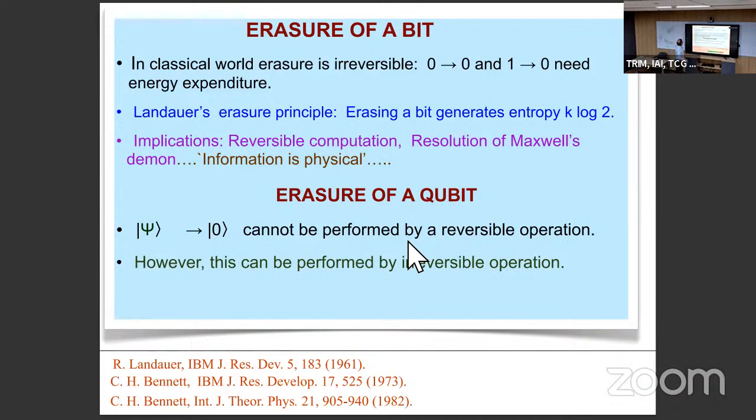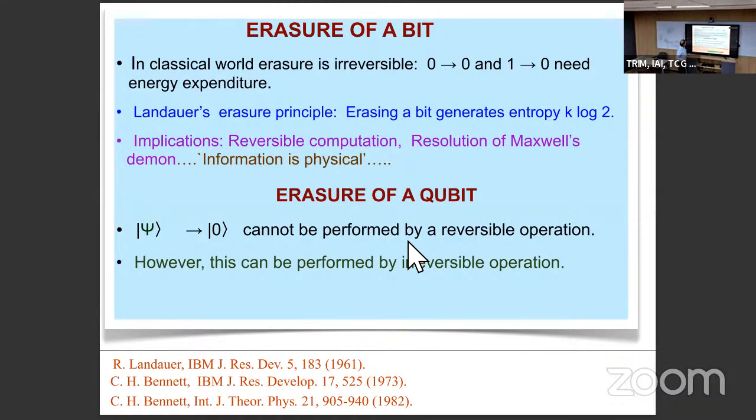This was realized by Landauer, and that's why it is so famous in classical computing. Landauer's erasure principle tells us that erasing a single bit generates entropy of k ln 2. And that has a lot of implications in reversible computation, the resolution of Maxwell's demon, and also in trying to connect information theory and physics, essentially from the fact that information is ultimately physical.